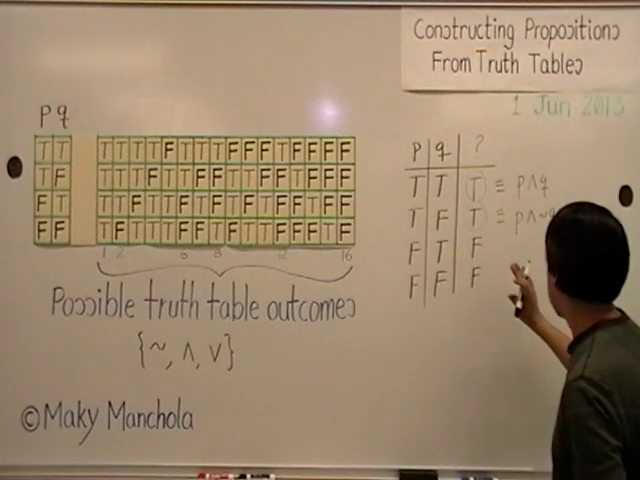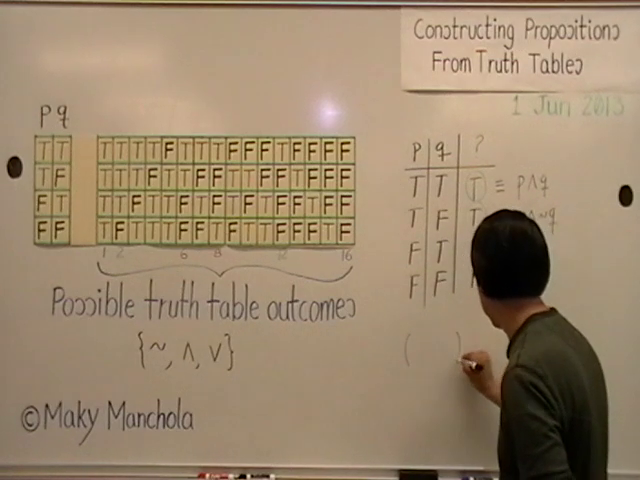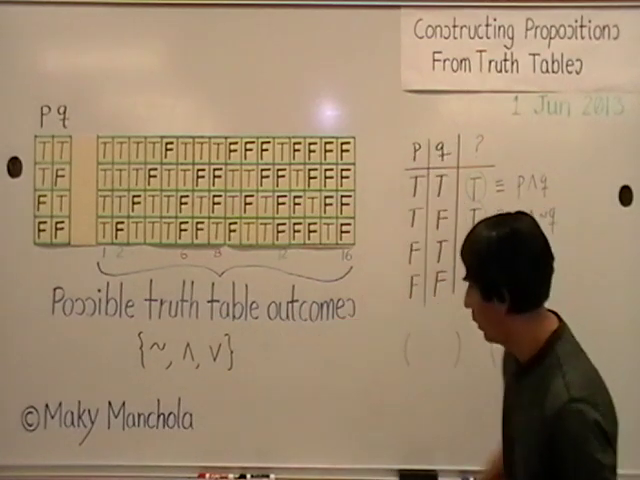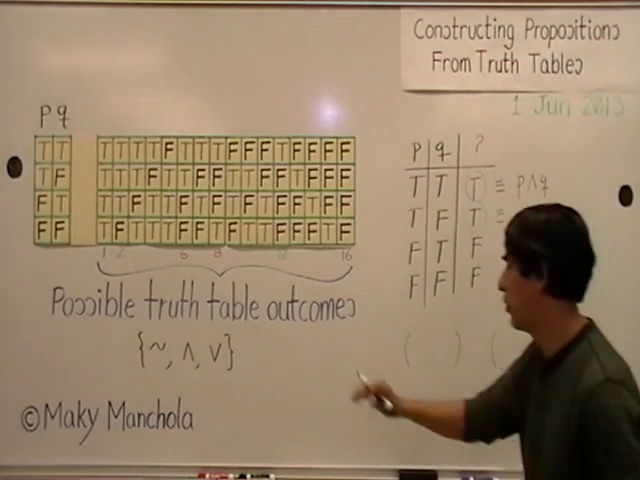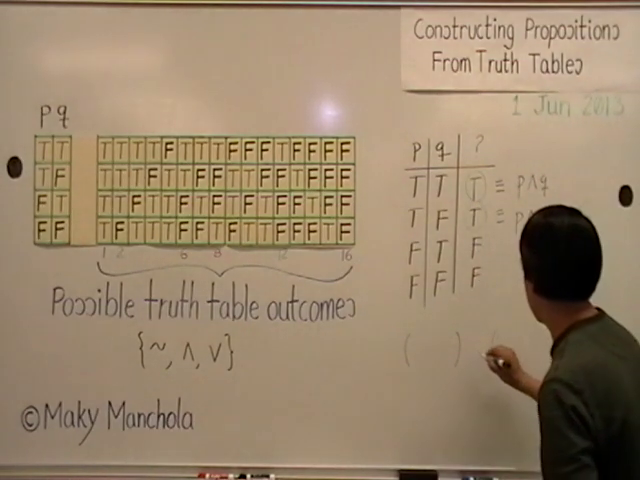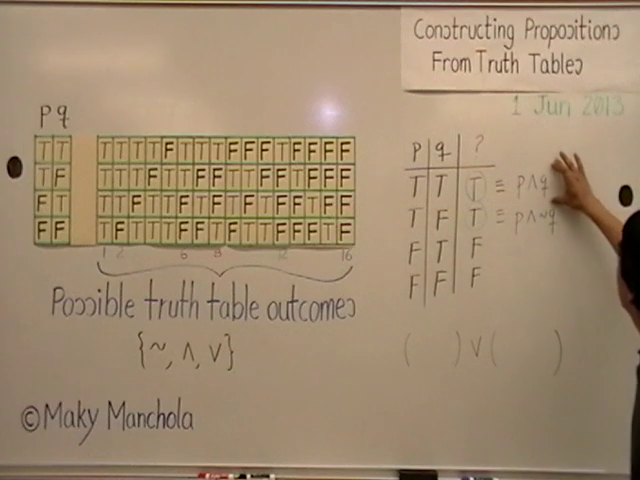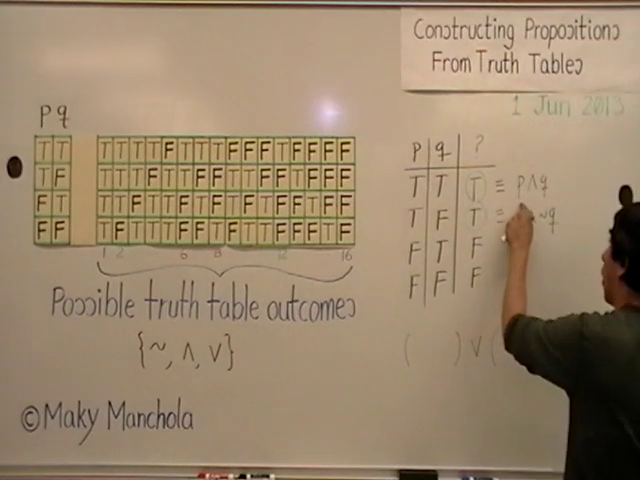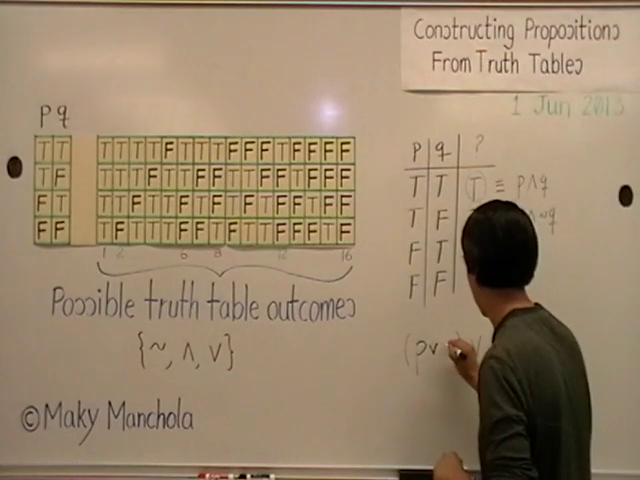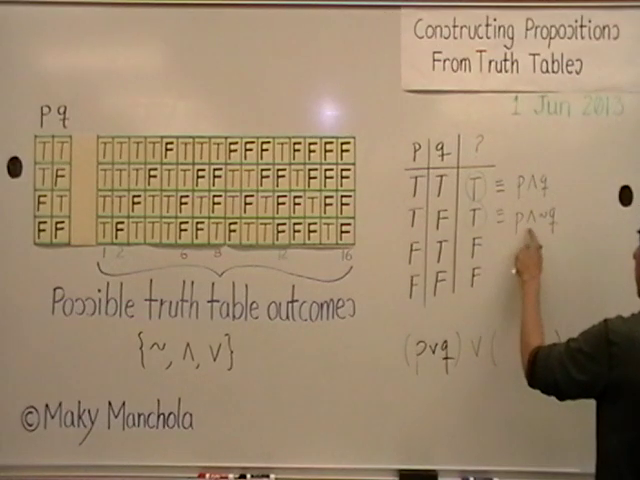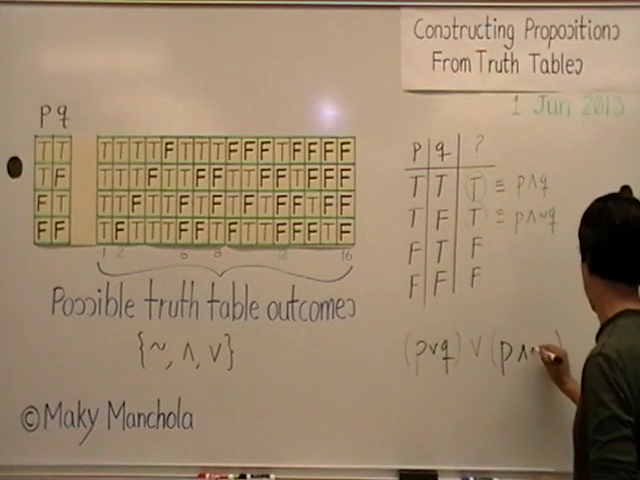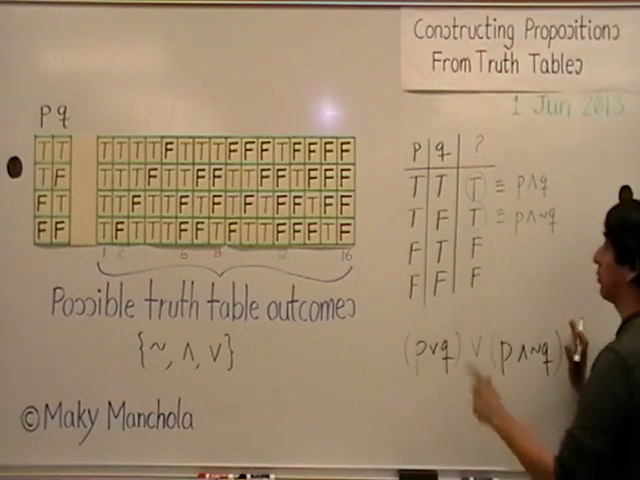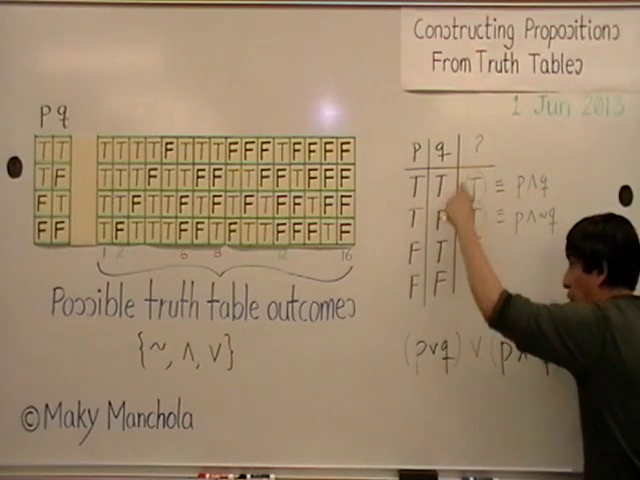Now, what we need to do, in order to obtain a proposition involving P and Q and the operators from the set that has negation, conjunction, disjunction, is take the disjunction of the two individual propositions that were constructed in this process. So I want the disjunction of P and Q, P and negation Q. Our claim is that this proposition right here does the job of producing this truth table.